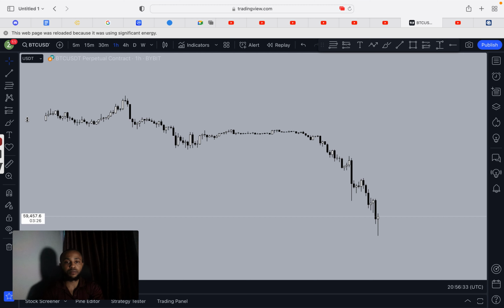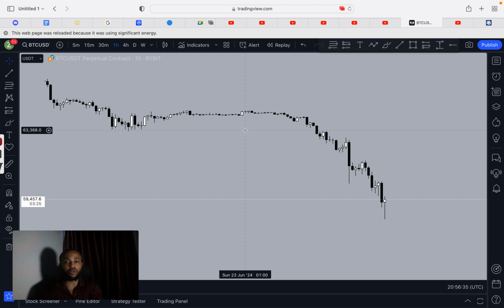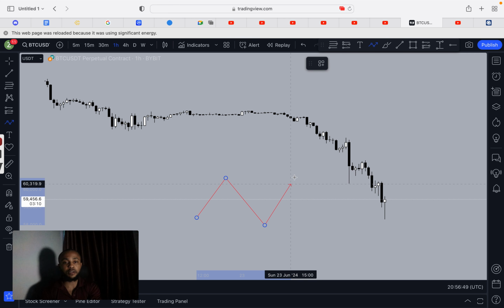Nothing. Okay, so there's nothing right now for you to work with on the lower time frame support and resistance. It's as if on this 1 hour time frame we have something like this, right? It's just ranging. What will you do?